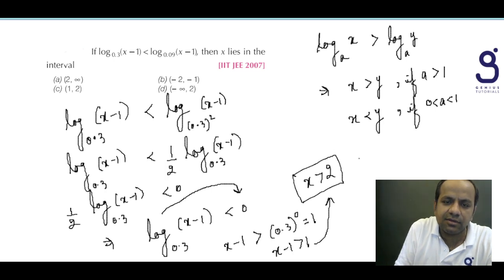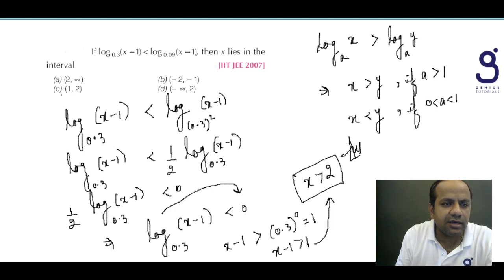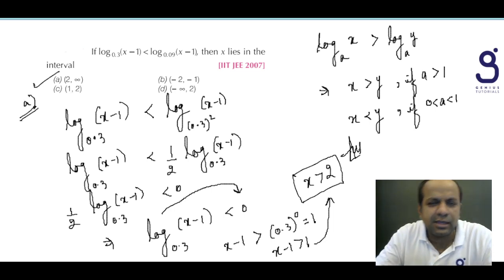The value of x is greater than 2. So this is the final answer to the question, or we can say out of these options, greater than 2, option A is the correct answer to the question. X greater than 2, or you can say x belongs to which interval? 2 to infinity. Open interval is there, equality is not included. Okay. Let's move on to the next question.